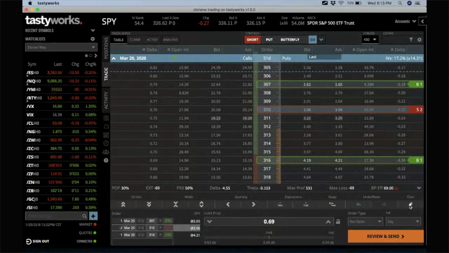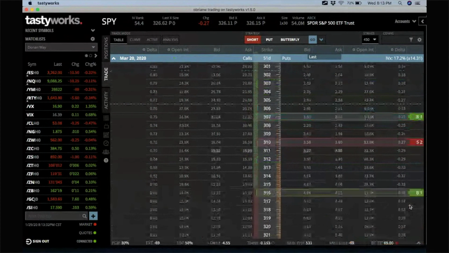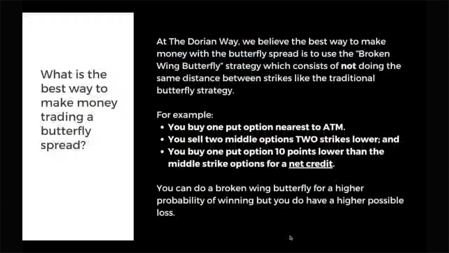All right, so let's jump back over to the slide and let's talk about the broken wing butterfly as something that is a higher probability. You can receive a credit, and you can make more than your credit if it goes in the direction that you want it to go. All right, but obviously, you don't want it to go too far if you didn't offset your risk.